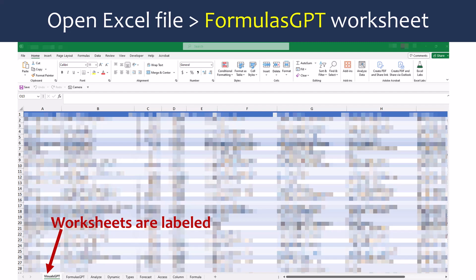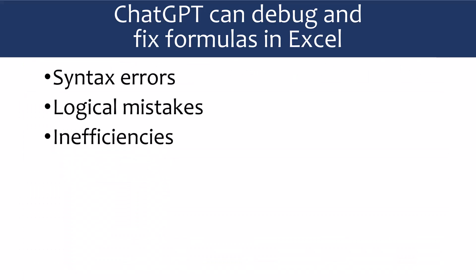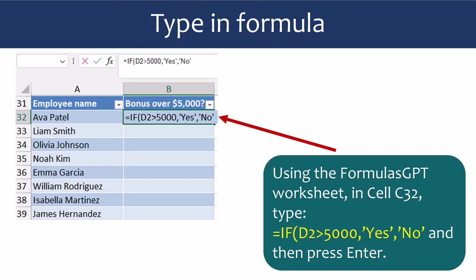When you open the Excel file called Data File, you will see several worksheets. The one needed for this tutorial is the Formulas GPT worksheet. ChatGPT can help debug and fix formulas by identifying syntax errors, logical mistakes, or inefficiency in existing formulas, and it can offer corrections or optimizations to improve their functionality. Let's walk through a simple example of asking ChatGPT to troubleshoot the formula with an error.